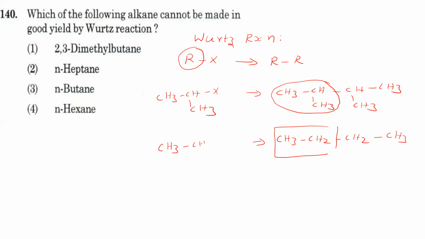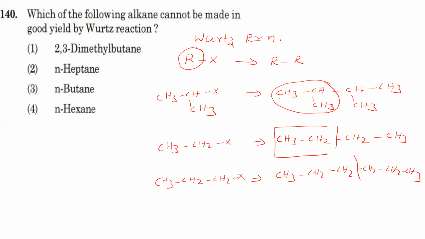So CH3, CH2X. Next, we will take NXN. In the fourth option, NXN has 6 carbon atoms present. The 6 carbon atoms are divided into 2, so N-propyl halide is the reactant, but N-heptane is 7 carbons.